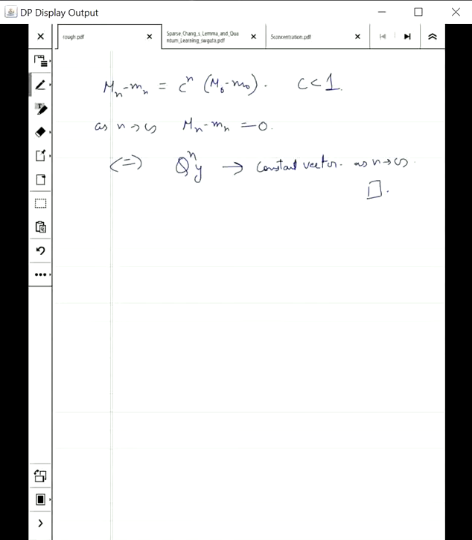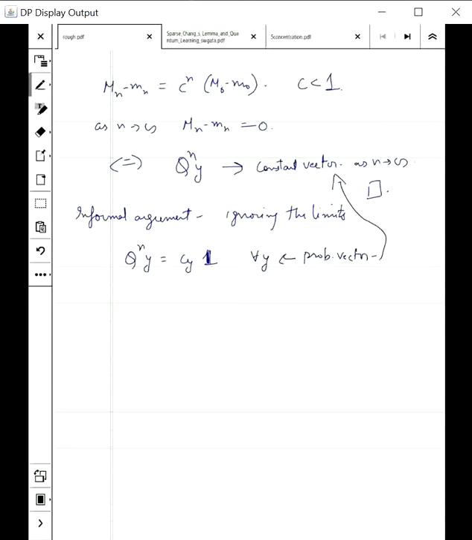I'm going to give an informal argument, ignoring the limits, to prove that the regular Markov chain converges to the fixed vector, using this theorem we have just proved. Remember that q and y is equal to cy times the all ones vector, boldface 1, for all y where y is a probability vector. This was the content of this theorem. And remember, cy can depend on y.